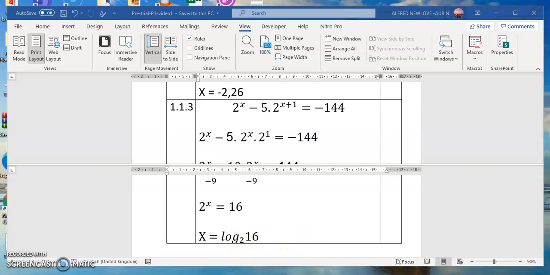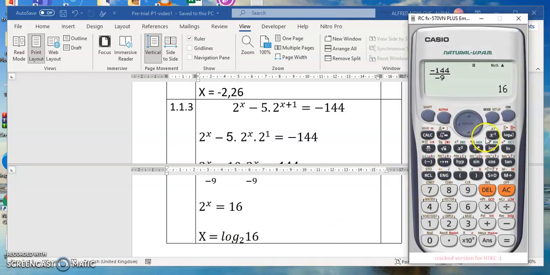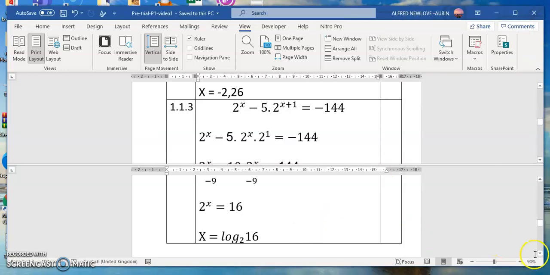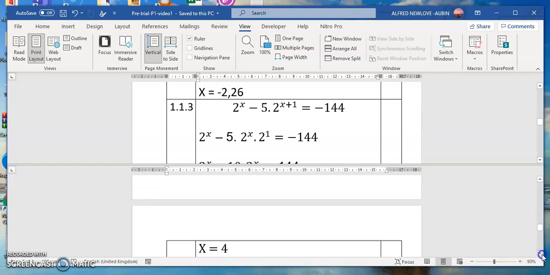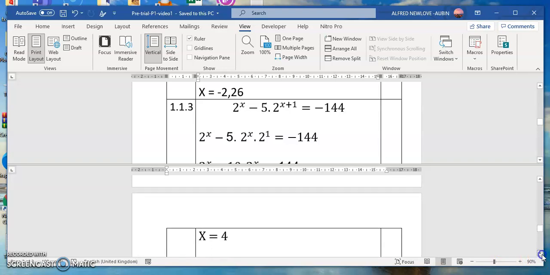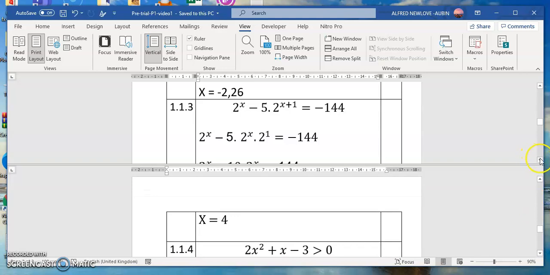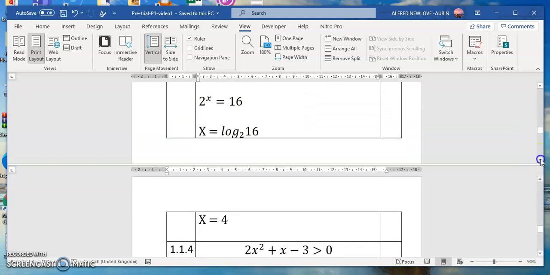So how do we press that on the calculator? Where is our log? This one. You press this. Then here, what do we put there? 2. You move your cursor to this side. Then 16. And what's that going to give us? 4. So when you press that on the calculator, you are going to get 4. Alright. Let's move on to the next question. The next question is also easy to get.